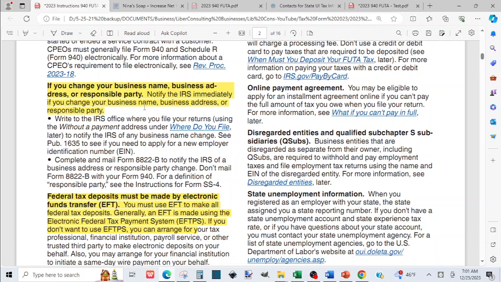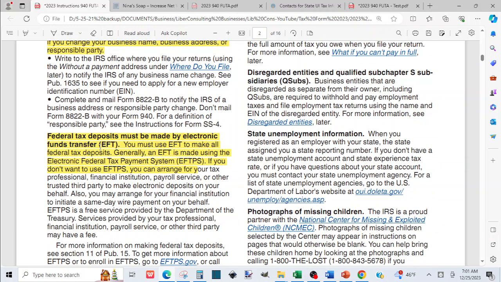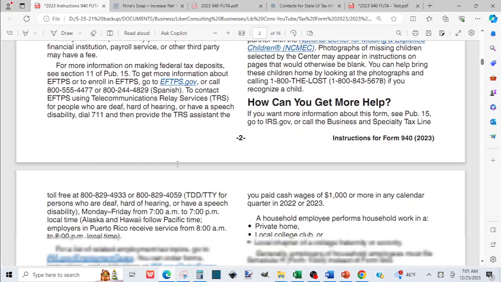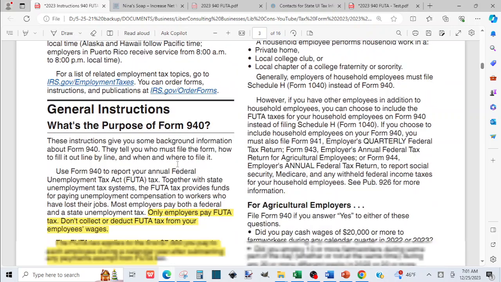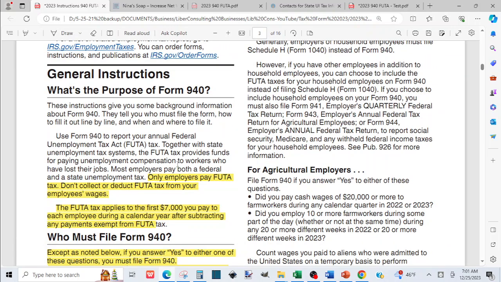And if your business changes name, the IRS has information, and that's what I was talking about earlier, where you can make deposits by EFT via EFTPS, the Electronic Federal Tax Payment System. And Form 940 for 2023 is due by January 31, 2024. So just know that IRS Form 940, unemployment tax, is due by January 31st.